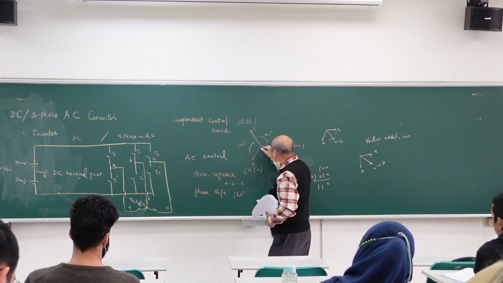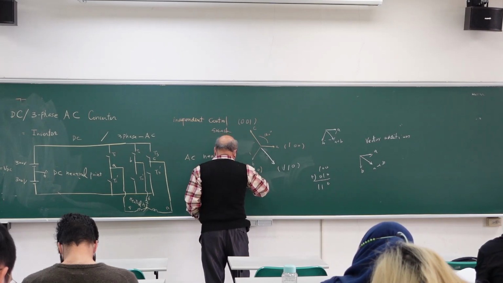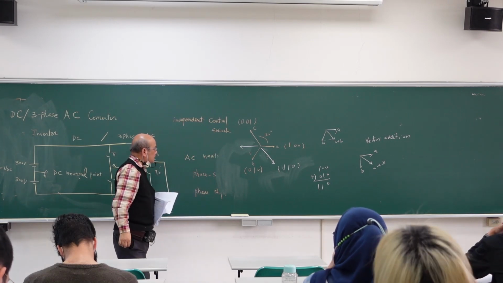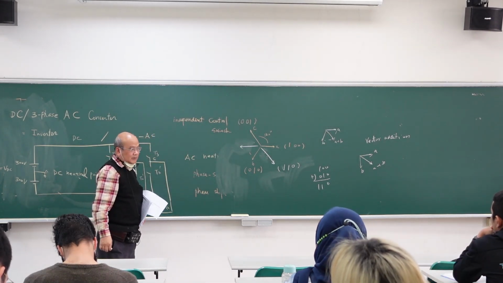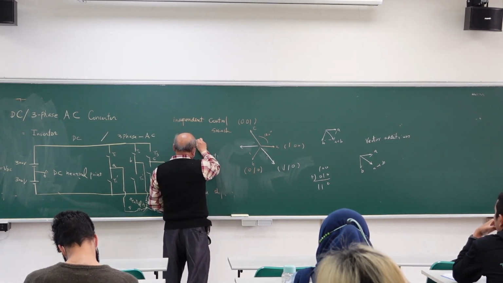How about this one? If I have B, I have C, but I need this vector. How can I create this vector? B plus C. So I use this one.